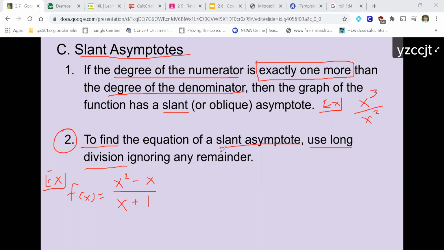To find out what the slant asymptote is, I'm actually going to divide them. And I don't have to use long division for this, right? That is eligible for synthetic division. I could use the shortcut. So if I divide that, I would do -1 and divide. It's 1, -1, 0.